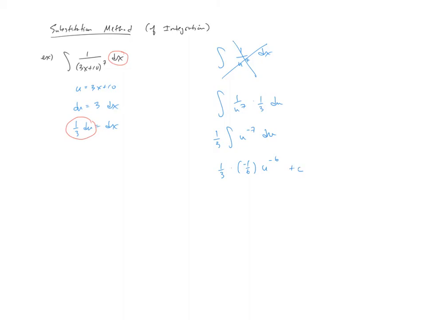And my final answer then would take us back into x's. If we start in x's, we need to end in x's. So -1 over 18. Our u value was 3x plus 10, raised to the -6, plus c. So this would be our answer to the indefinite integral we started with.